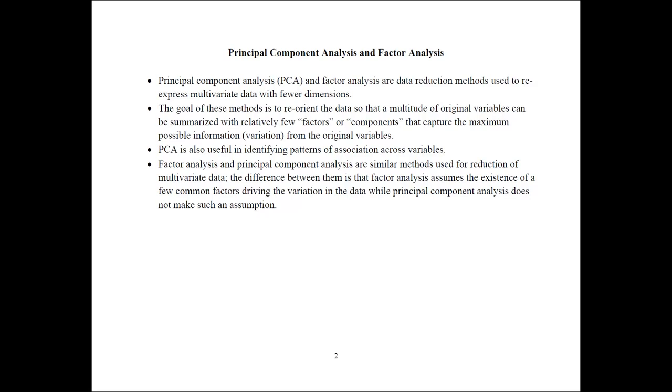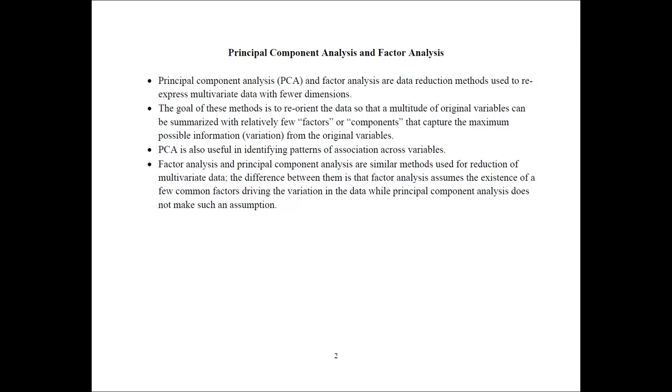So the goal of these methods is to reorient the data so that many original variables can be summarized with very few factors or components that capture the maximum possible information or variation in the data from the original variables. PCA is also useful for identifying patterns of associations across variables.